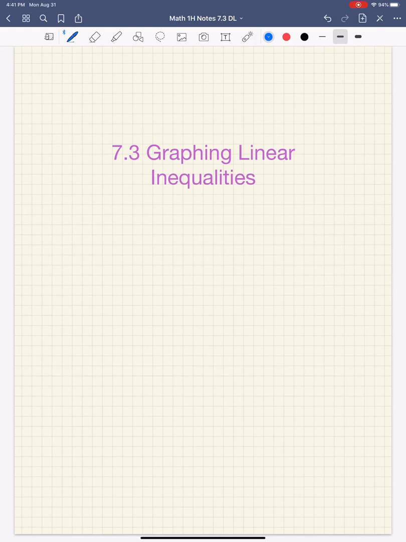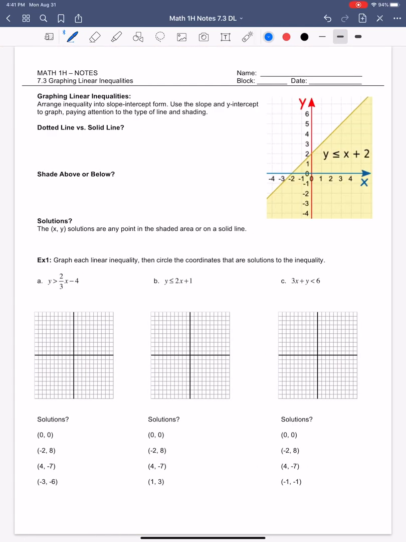Okay, we're going to jump into lesson 7.3, which is graphing linear inequalities. And we're going to start by just looking at an example here. When we're graphing these linear inequalities, it's really important to remember that this is really similar to graphing lines, especially if we have things in slope-intercept form.